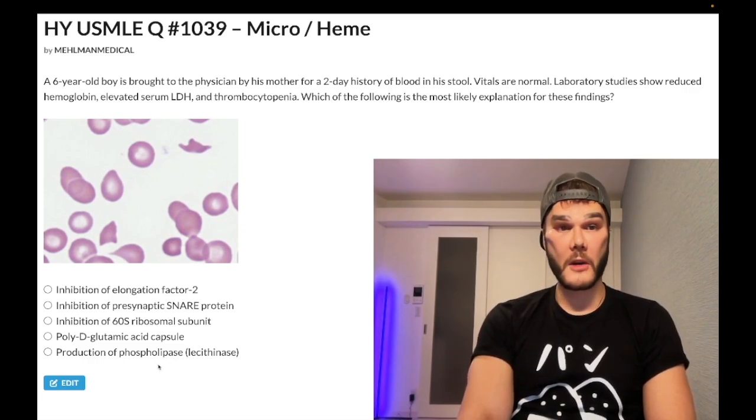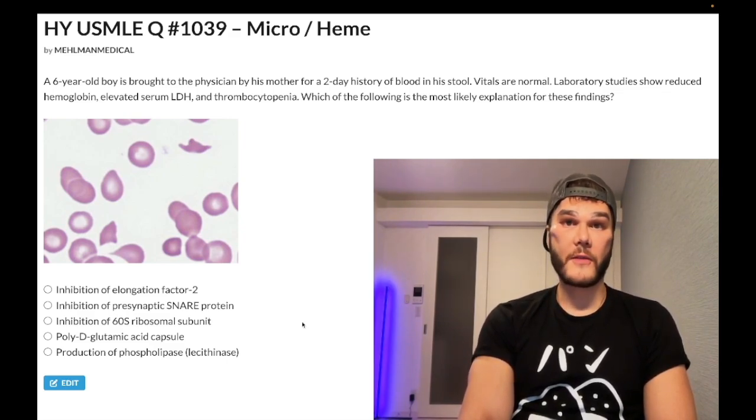Production of phospholipase, aka lecithinase, wrong answer. That refers to Clostridium perfringens, gas gangrene. Necrotizing fasciitis, they give you subcutaneous crepitus, or subcutaneous emphysema, with any type of skin infection. They'll say there's black skin and there's crunching, crackling, that's subcutaneous emphysema. It's CO2 and hydrogen gas produced under the skin. Very high yield. And they like phospholipase lecithinase. It's a weird factoid, but it can show up.